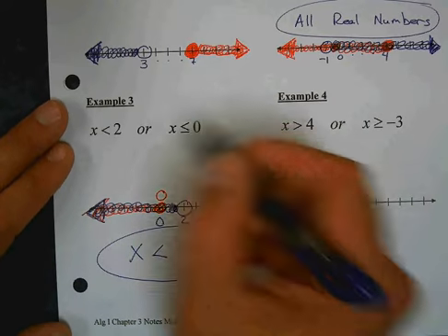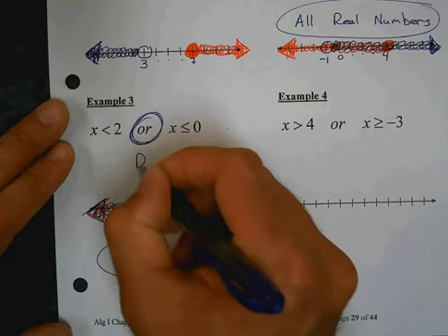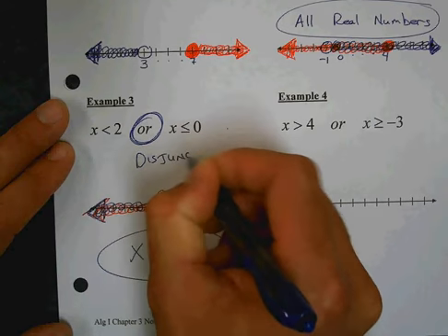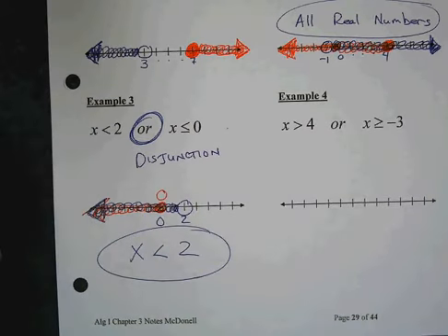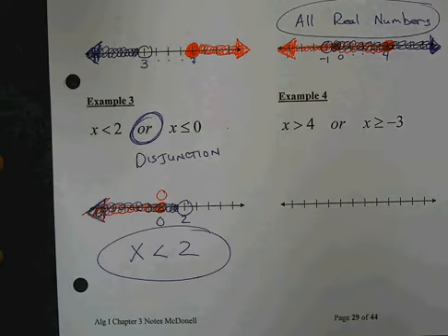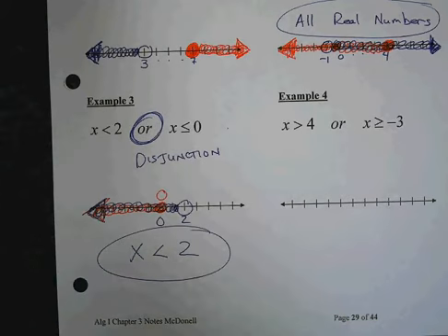Now this only works for a disjunction. Once again, what's a disjunction? How many things must be true for a disjunction? Only one of them. So remember, with a disjunction, Justin, only one of the two has to be true to be part of the solution set.